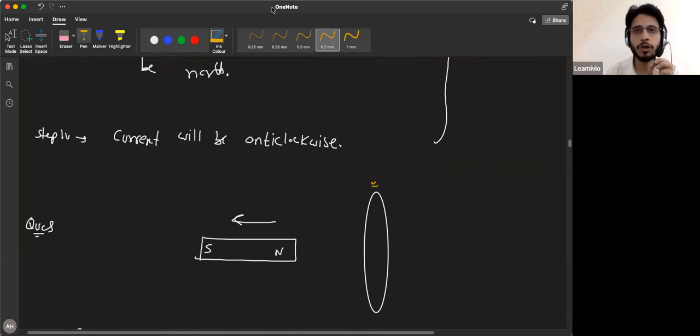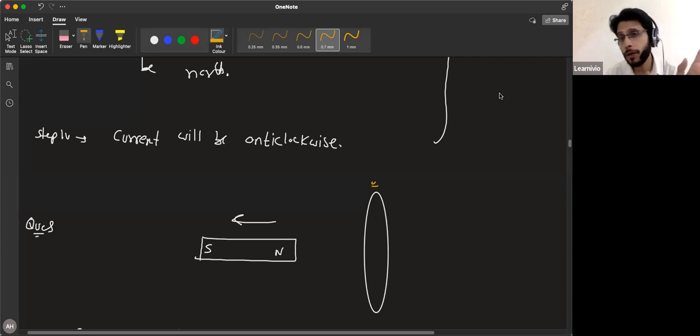Nabil Khan, what is the cause here? Is the north pole approaching the coil or moving away from the coil? It's approaching. Sorry, the north pole is moving away. Moving away. So what will this coil try? It will try to repel the north pole, it will try to attract the north pole. Nabil Khan again. It will repel.